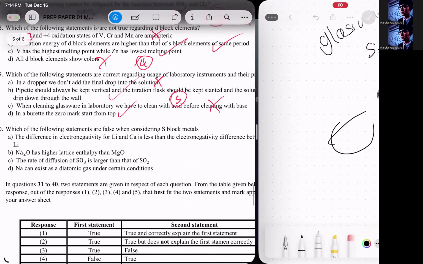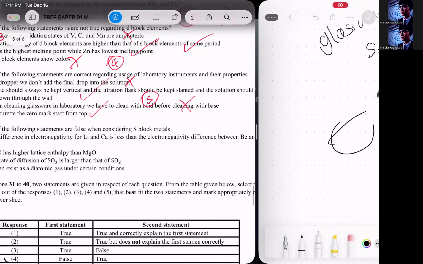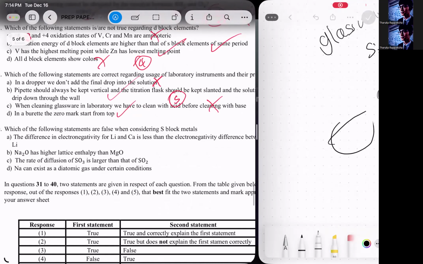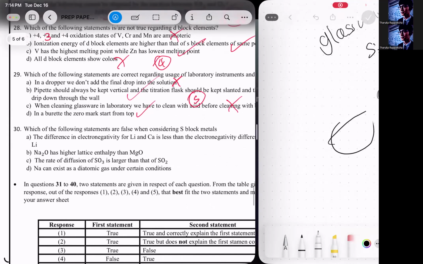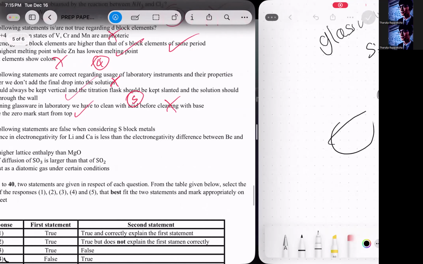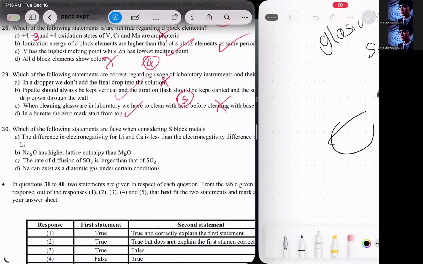The difference in electronegativity for lithium and calcium is less than the electronegativity difference between beryllium and lithium. Lithium and calcium, people. Lithium belongs to group 1 and calcium belongs to group 2. And beryllium and lithium are close to each other. So lithium and calcium, of course, should be larger, right? The difference should be much larger than beryllium and lithium. To check this, check the Pauling scale, people. In the Pauling scale, I have given this in the periodic variation, electronegativity variation. They have given you the Pauling scale. You can check this. This is wrong. Sorry, this is wrong.